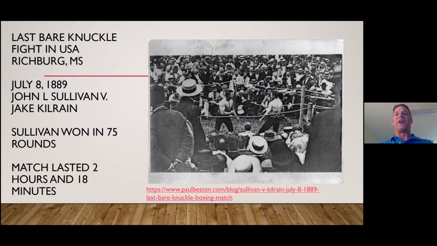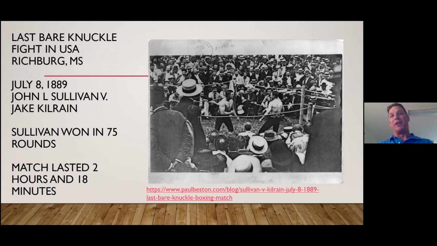But as illegal as these fights are, you saw how many people were here. So the promoters, Kilrain's and Sullivan's promoters, get together and collude with the railroad companies. And everyone goes to New Orleans. Everyone knows they're all going to New Orleans, but they don't know where the fight's going to happen. And so the day before the fight, they build the arena in Richburg, Mississippi.